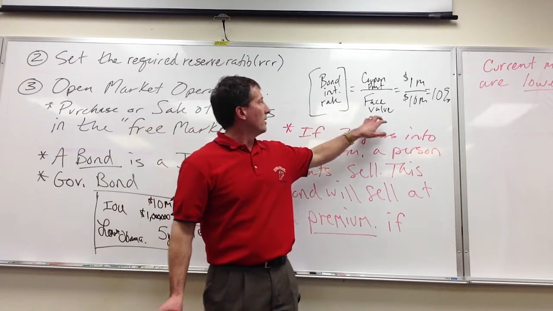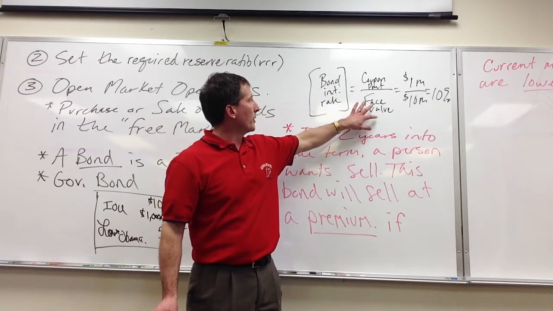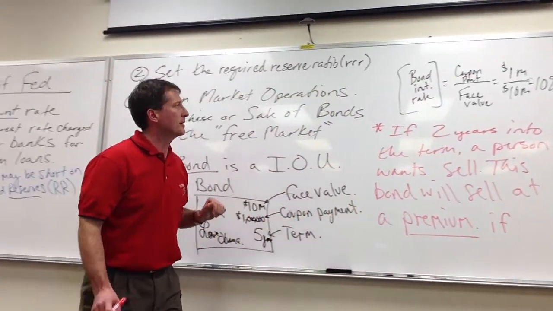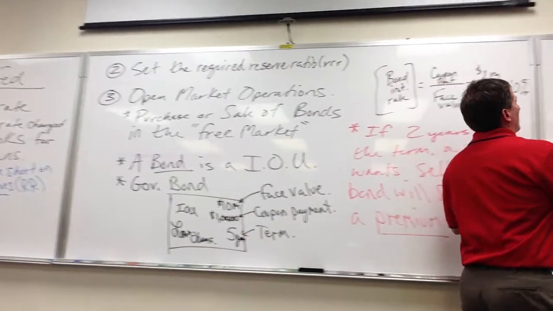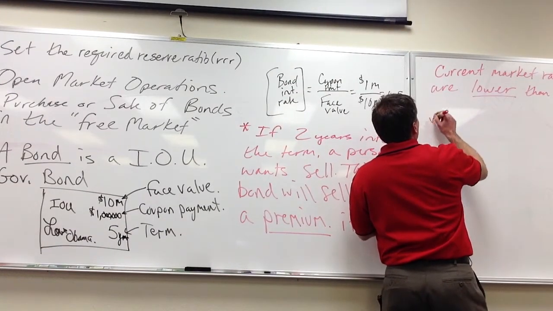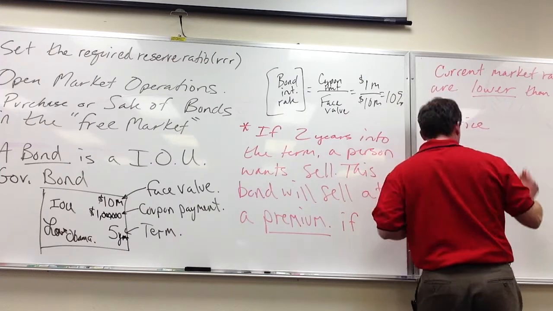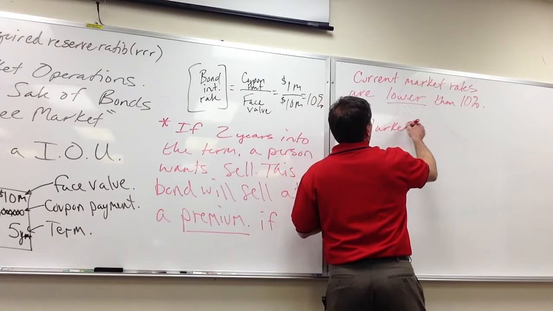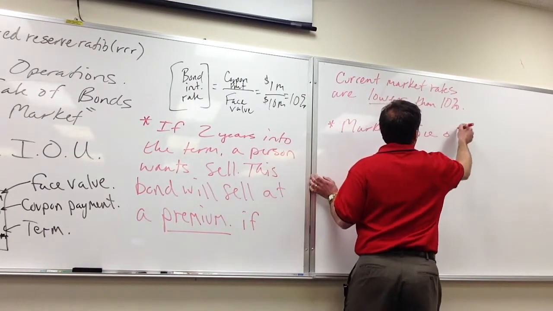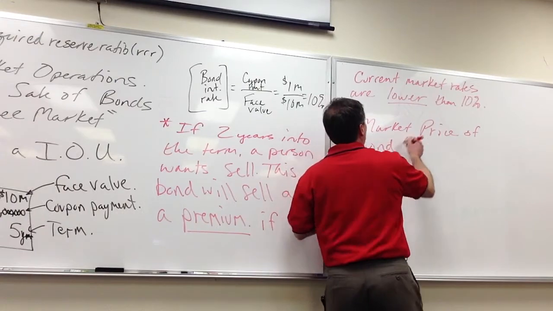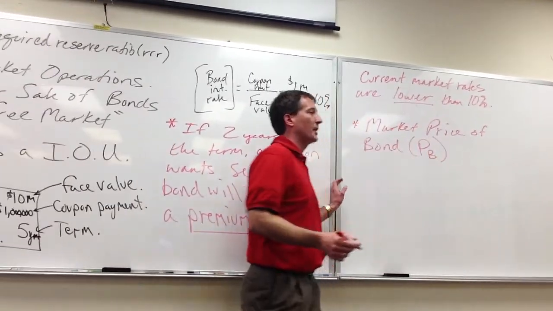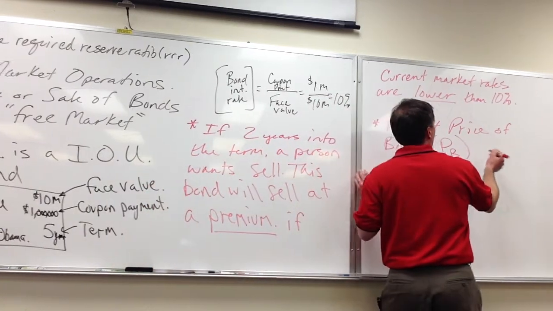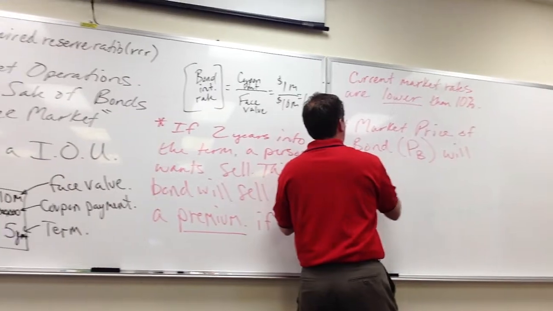And what's going to happen here is an important relationship between interest rates and prices of bonds. So the price, let's call this the market price. The market price of the bond, let's call it PB, the price of the bond, will be higher.